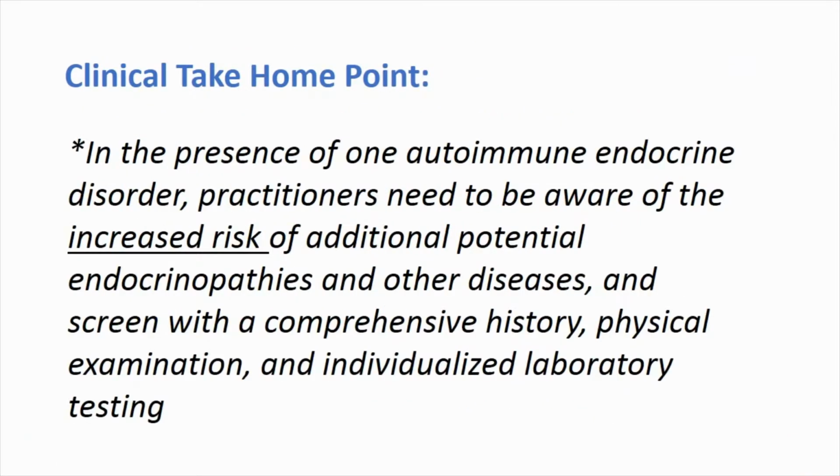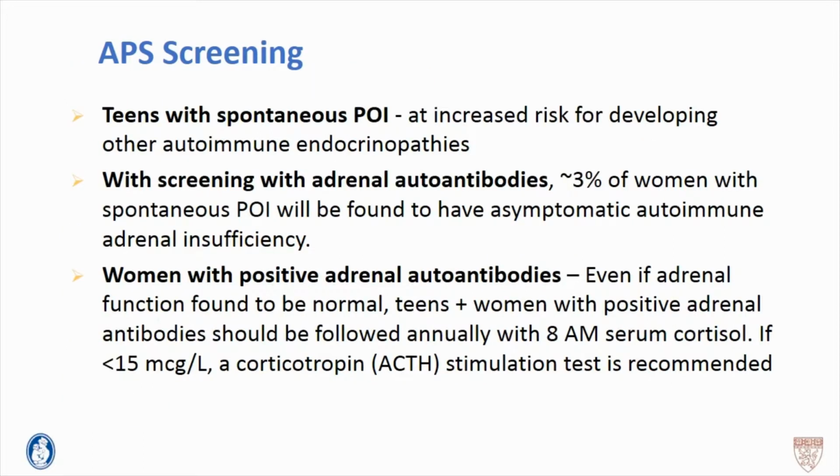A take-home point: in the presence of one autoimmune endocrine disorder, all of us who are endocrinologists in the room are trying to get practitioners to remember to be aware of the increased risk of these additional endocrinopathies. When I see a patient with POI, I always measure antibodies, and I do some screening tests, which I'll show you at the end, considering whether at that point in time there is another endocrinopathy, or can I catch wind of a predisposition? So how do I screen?